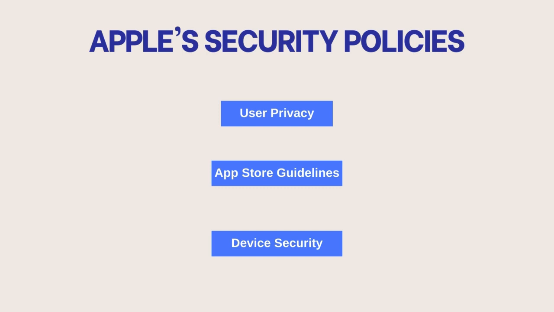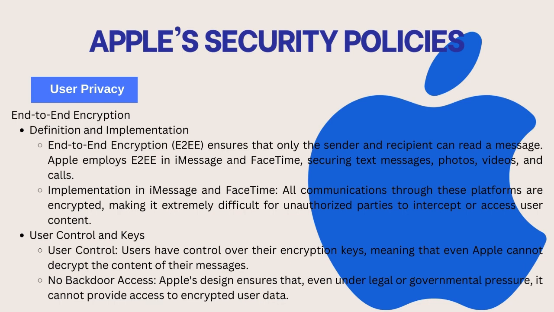So let's head into the Apple security policies. We have three: user privacy, App Store guidelines, and device security. So, user privacy uses end-to-end encryption, definition and implementation. End-to-end encryption, or E2EE, ensures that only the sender and recipient can read the message.